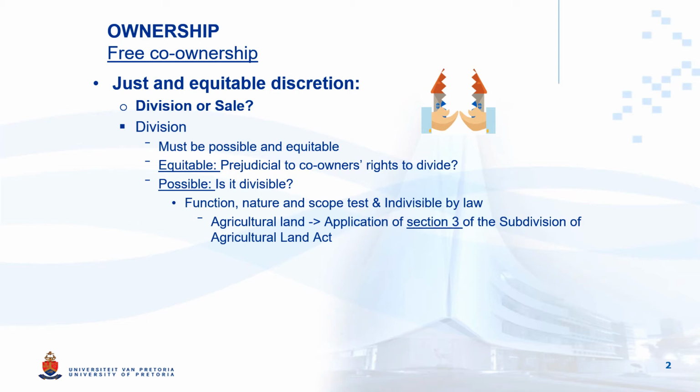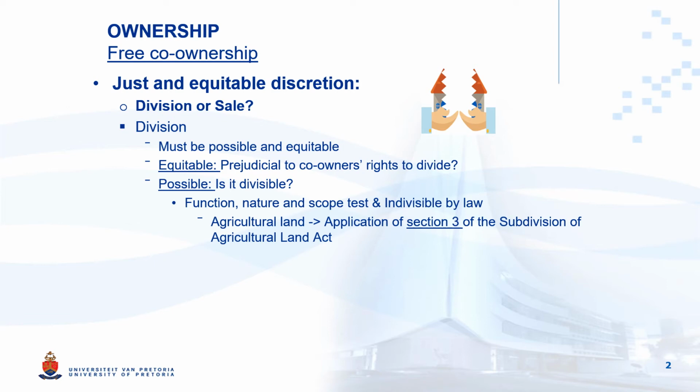An example of this is Section 3 of the Subdivision of Agricultural Land Act that prohibits subdivision of agricultural land absent ministerial approval. Now the question then is, when does the SALA apply? So the Subdivision of Agricultural Land Act, SALA. The Act applies to land that qualifies or that's zoned as agricultural land and that can meet the definition set out in the Act for agricultural land.